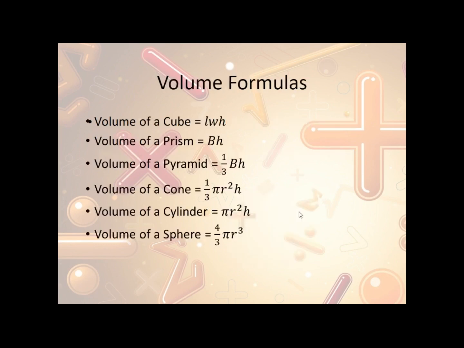Here are some formulas for volume. The volume of a cube is length times width times height. The volume of a prism is the area of the base. Notice that's capital B, so that's area of the base times height. The volume of a pyramid is 1/3 the area of the base times the height. The volume of a cone is 1/3 pi r squared h. The volume of a cylinder is pi r squared h. And the volume of a sphere is 4/3 pi r cubed.